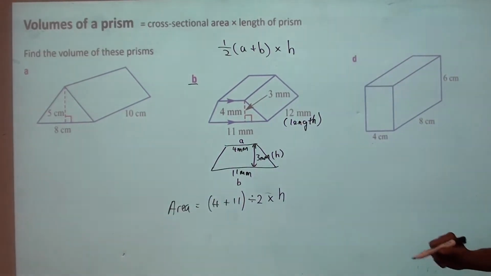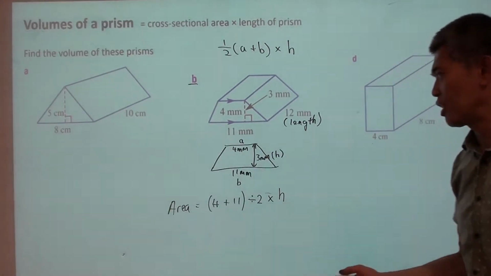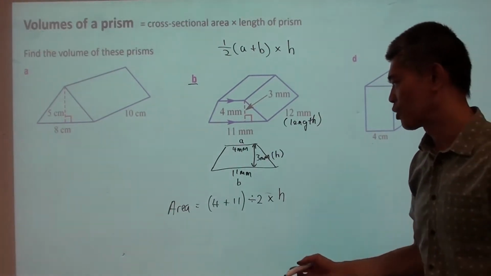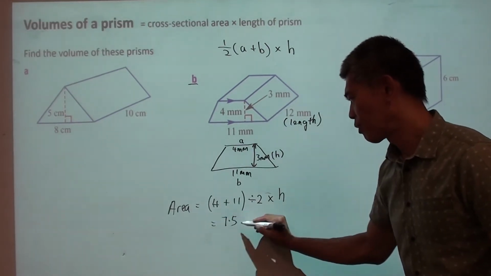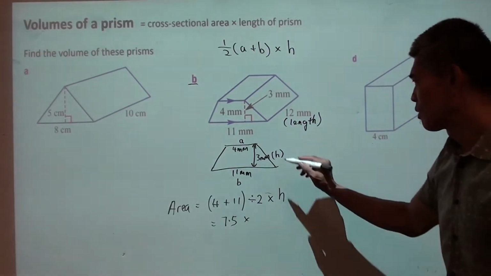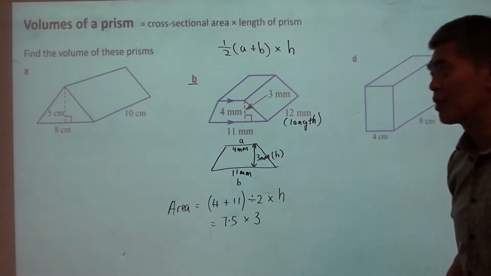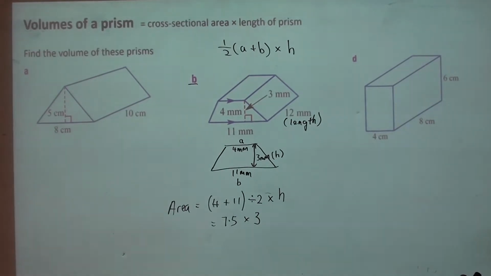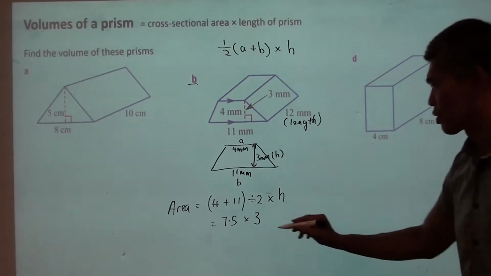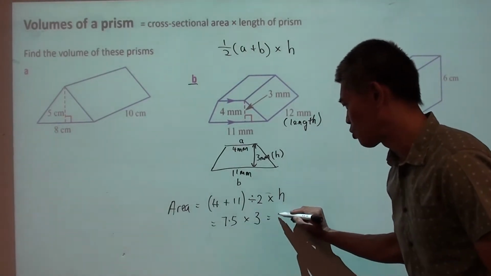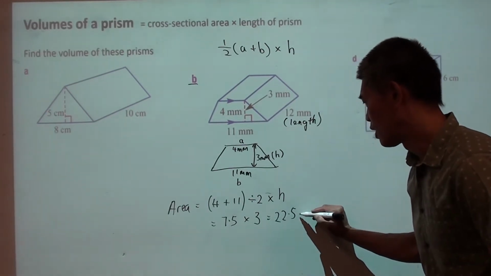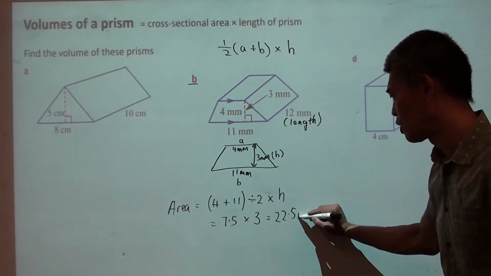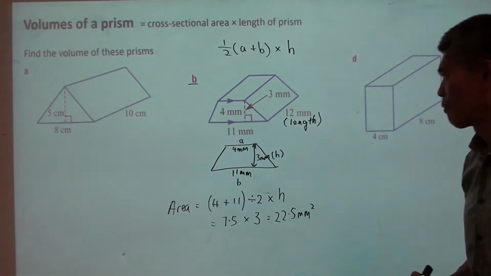of the trapezium. So 4 plus 11 is 15. 15 divided by 2 is 7.5. 7.5 times the height. The height in this case is 3. Alright, so let's see. 3 times 7 is 21. 0.5 times 3 is 1.5. So your answer is 21 plus 1.5, that gives you 22.5. Now in this case, your area is millimeter square.